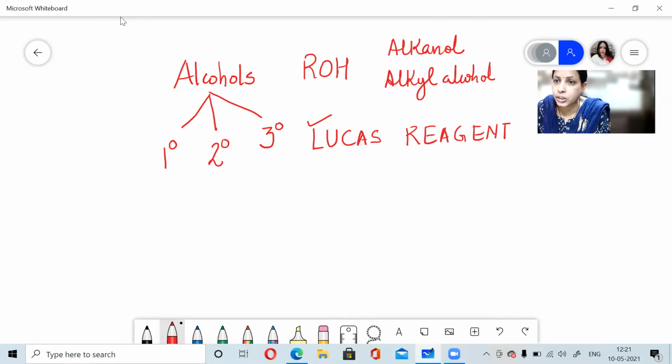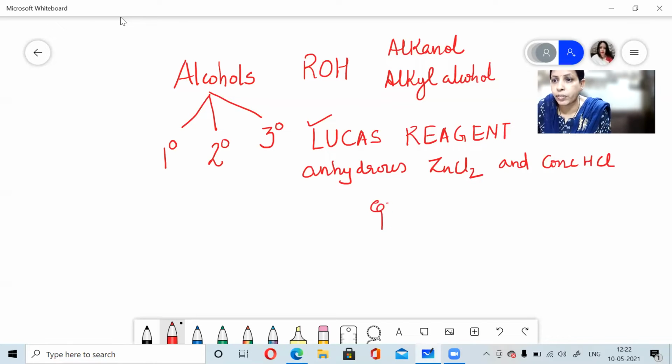So the reagent is an equimolar mixture of anhydrous zinc chloride and conc HCl. Now, the moment I am using the word equimolar, equimolar means that we are taking in the mixture in the same ratio, 1:1. If I'm taking one part of anhydrous zinc chloride, then I'm taking one part of conc HCl also. So this is some basic information about Lucas reagent.